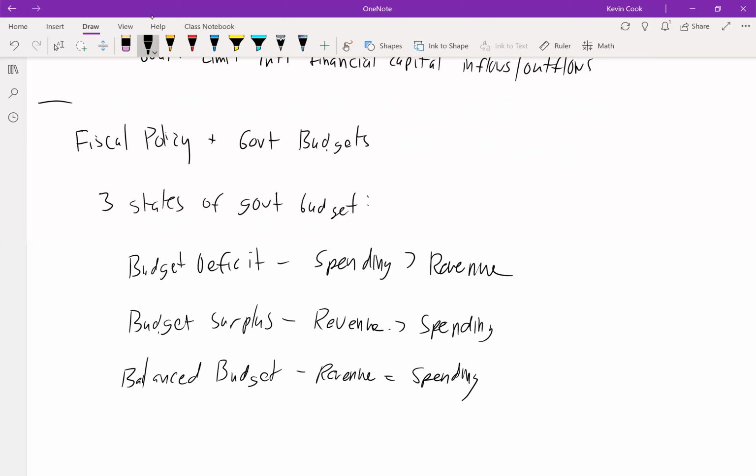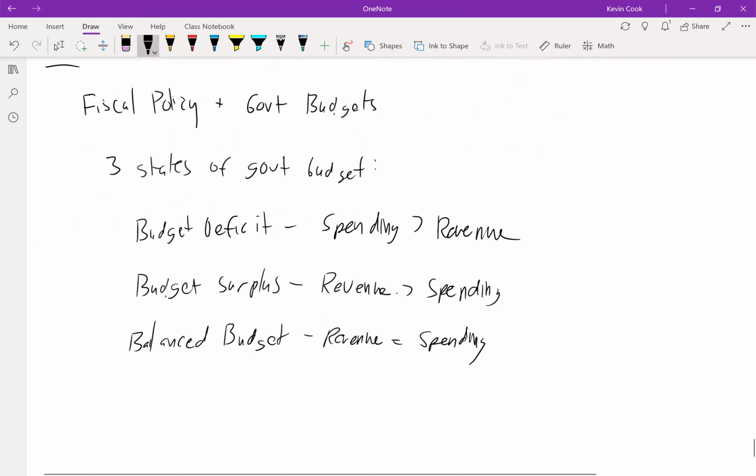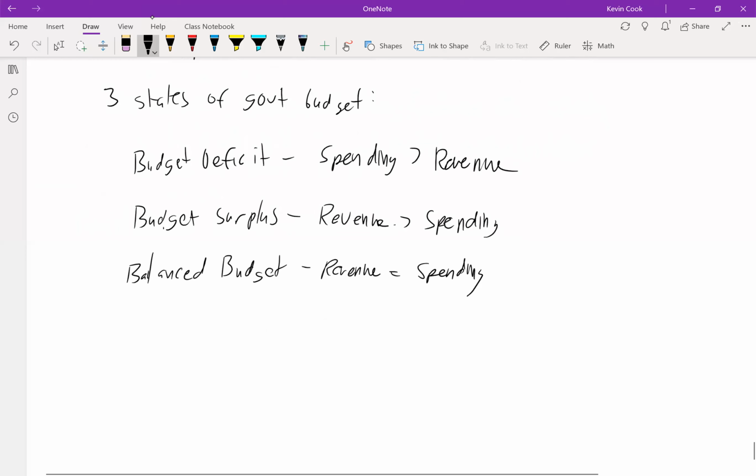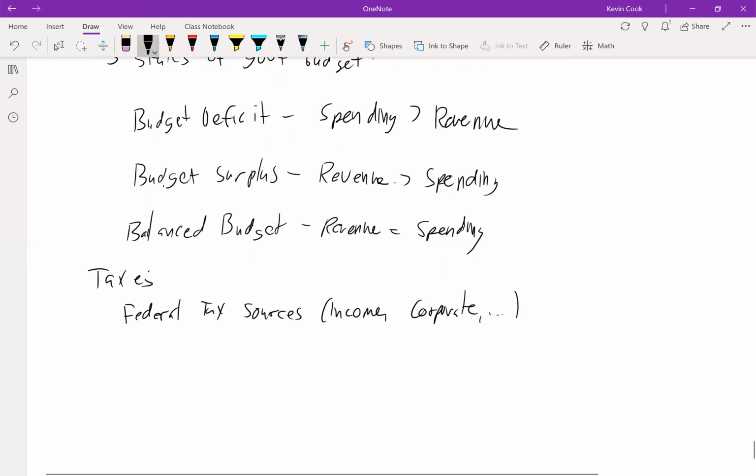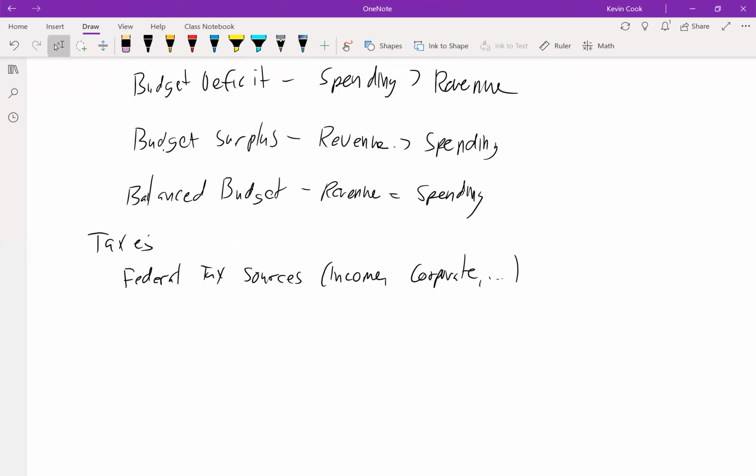Then we got into a little bit of talk about taxes and all that stuff. So we talked about taxes, federal tax. I'm going to leave these for you since it's already 3:50. The federal tax sources, we might say, so things like income, corporate, etc. You'll just want to know what they are, be comfortable with them. So we have our sources of federal tax revenue.